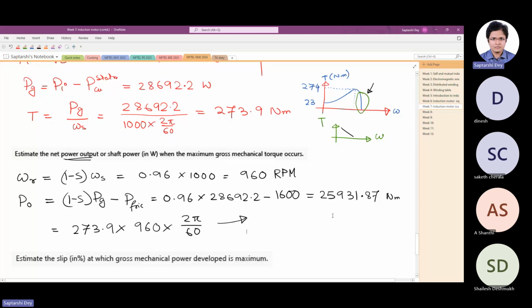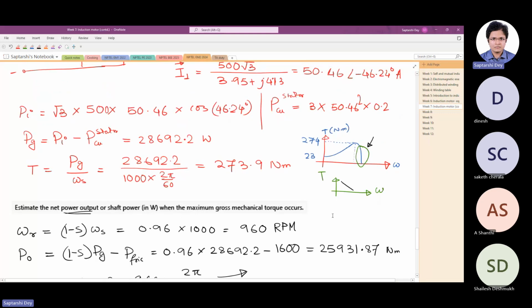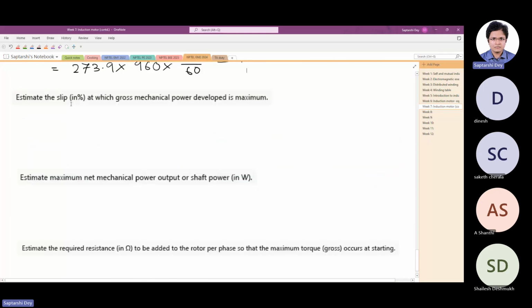Now the question that was asked some time back, we will face that one. Estimate the slip at which gross mechanical power developed is maximum. Sir, yes.